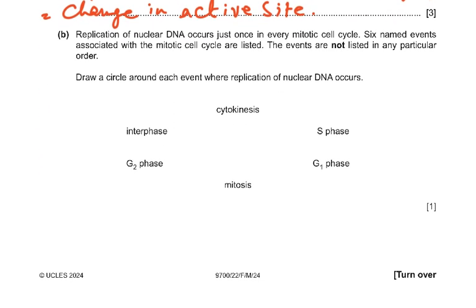Now it says replication of nuclear DNA occurs just once in every mitotic cell cycle. Six named events associated with the mitotic cell cycle are listed. The events are not listed in any particular order. Just draw a circle around each event where replication of nuclear DNA takes place. So that's only interphase and S phase. That's where nuclear DNA replicates.